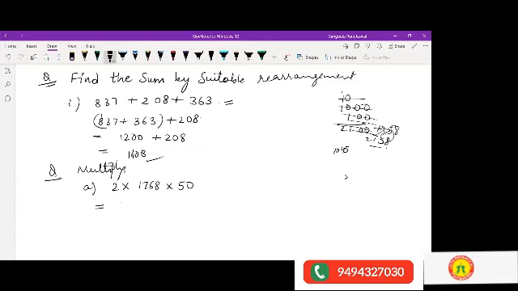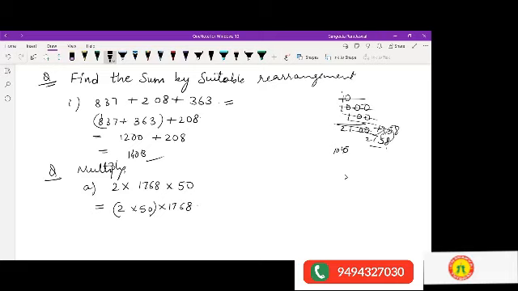50 times 1768, then multiply by 2. See here, if I multiply this with 50, this will become some number, and then again I will multiply with 2. So, what if I just multiply 2 and 50 together, and then I multiply this with 1768?